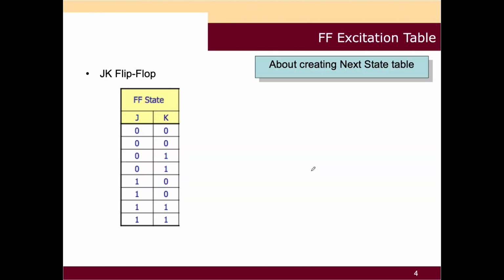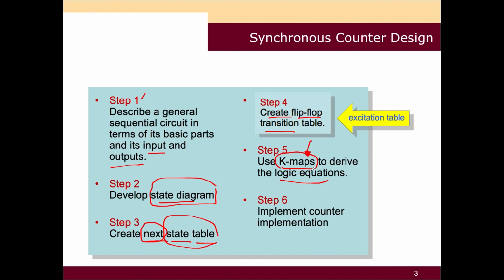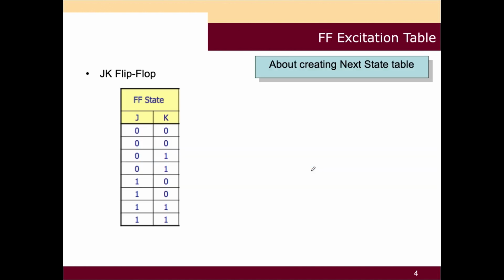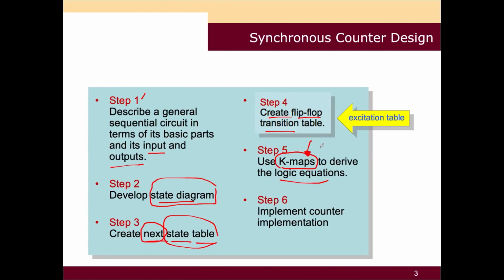So this one under step 4 is the excitation table. Later on you will look into it. So here, first of all, we're going to look into the FF excitation tables or flip-flop excitation tables. Why? Because we already learned step 1 and step 2. Step 3 is basically the state table, but it is the next state table. So we're going to directly move to step 4 first.